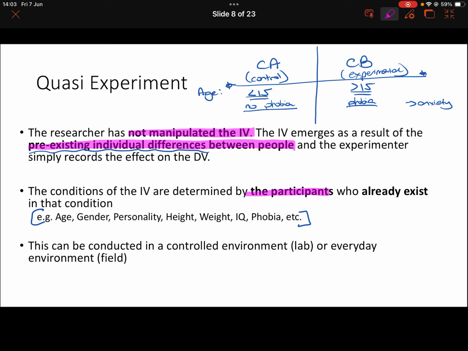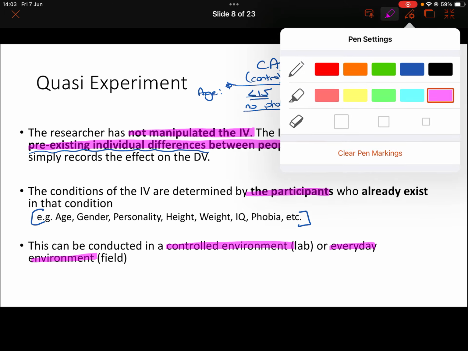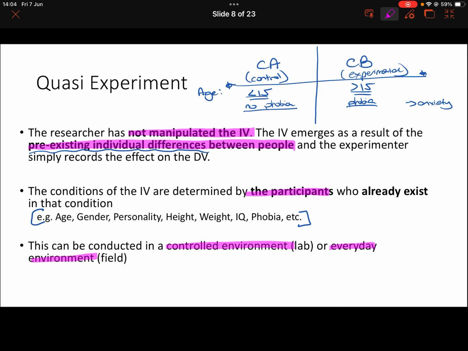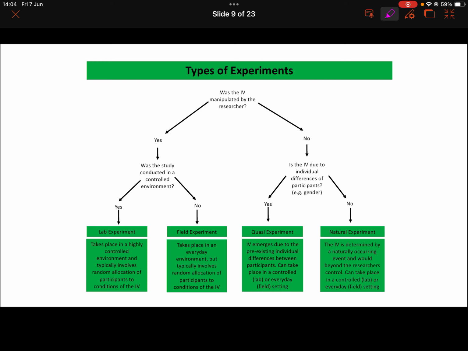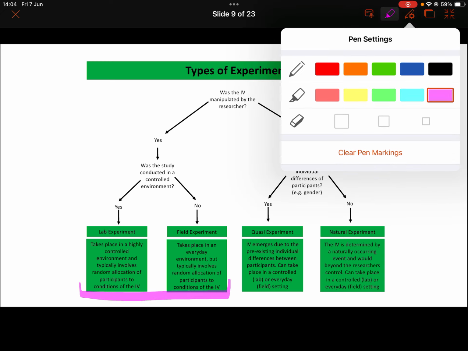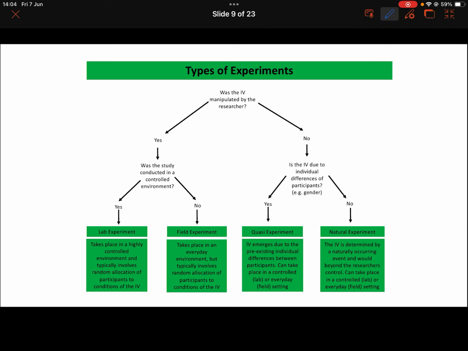Like a natural experiment, this can take place either in a controlled environment or an everyday environment. So it could share features with either a lab or a field experiment, depending on where we're going to be measuring the DV. So I think what's useful is this tree diagram. I think this is the most useful way to look at the differences between true and not so true experiments. So these are our true experiments. And the others are not true.